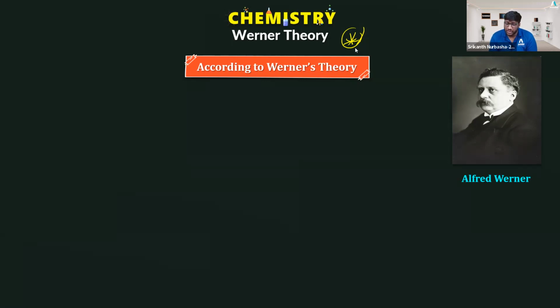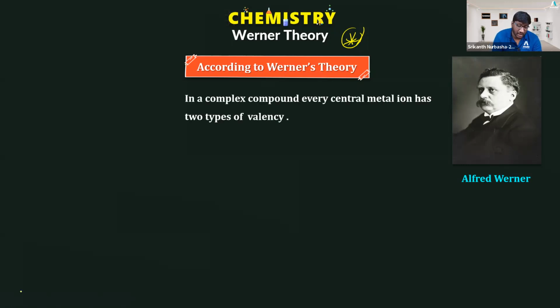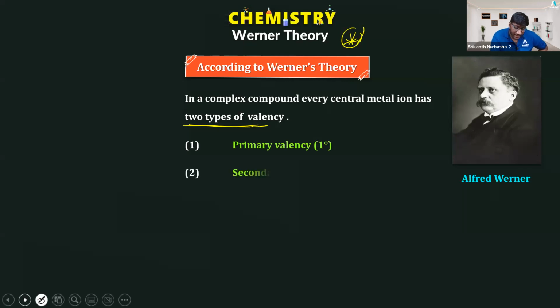Werner's theory was the very first theory which tries to give some idea regarding the complex compounds. According to Werner's theory, in a complex compound, every central metal ion has two types of valencies: primary valency and secondary valency. So what are these types of valencies?